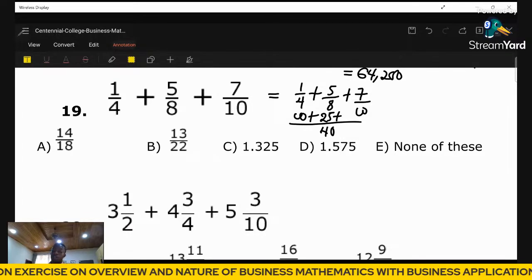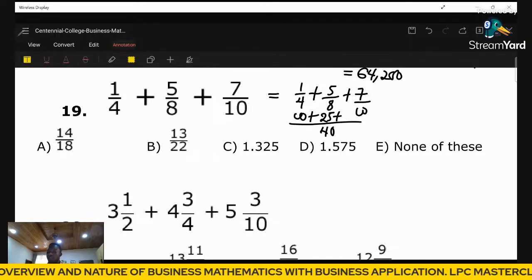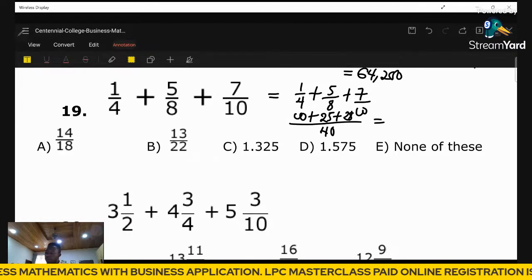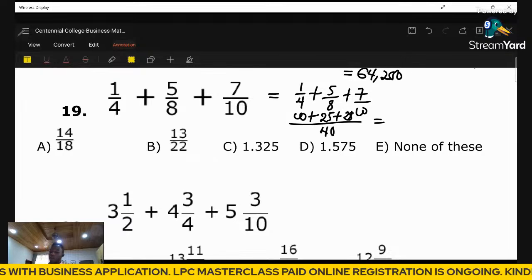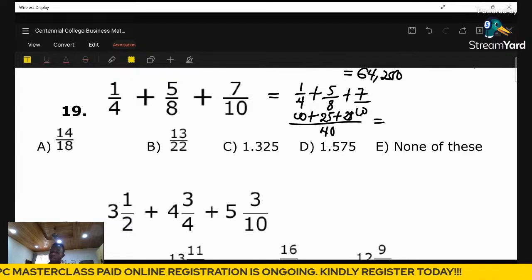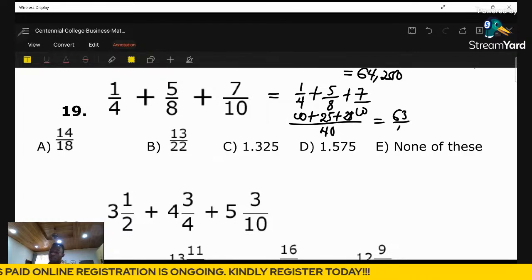Now 10 goes into 40 how many times? 4. 4 multiplying 7, we are getting what? 28. So at the end of the day, when you add 10 plus 25 plus 28, you should be able to arrive at 63 out of what? 40. And what are we getting here?